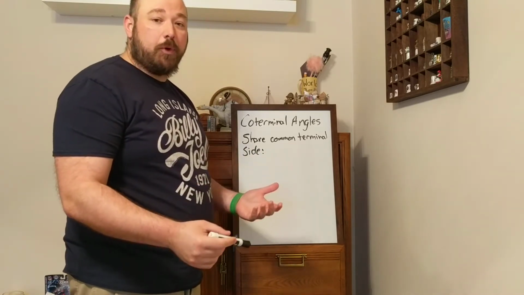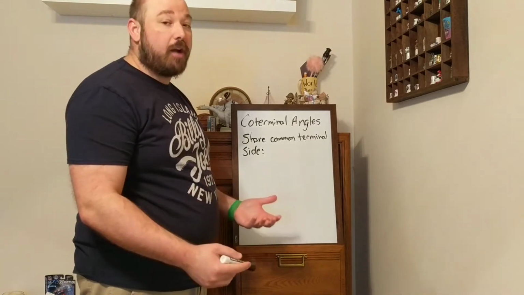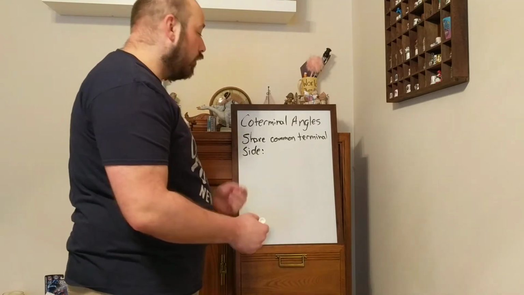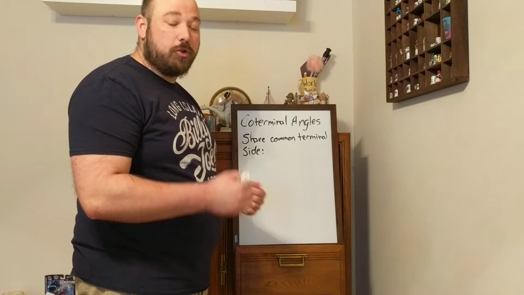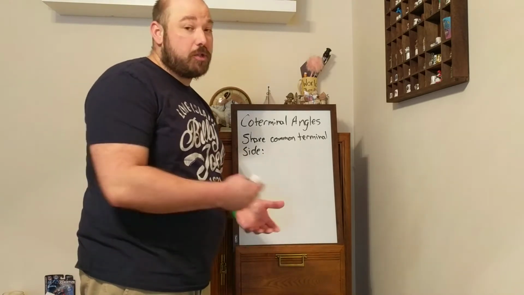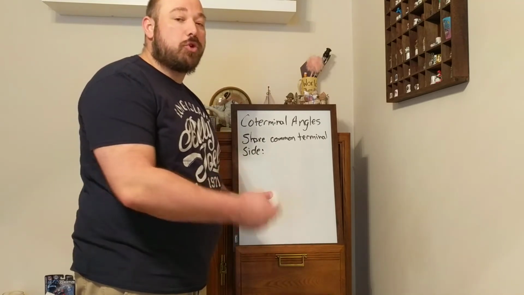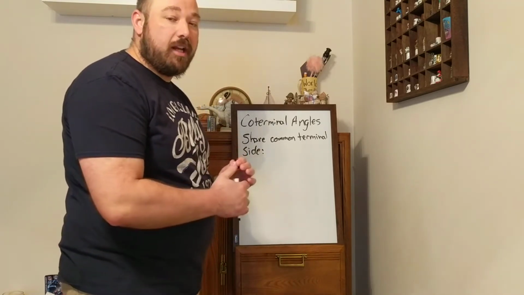So for example, since we have 360 degrees or 2 pi radians in any circle, coterminal angles can simply be found by either adding 360 or subtracting 360, or adding 2 pi or subtracting 2 pi to any angle.